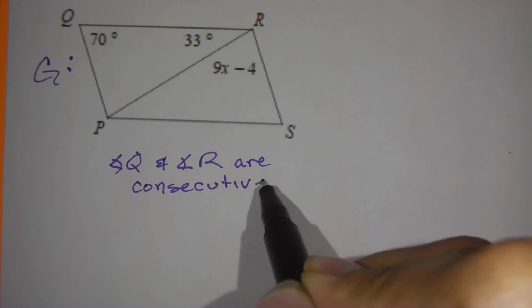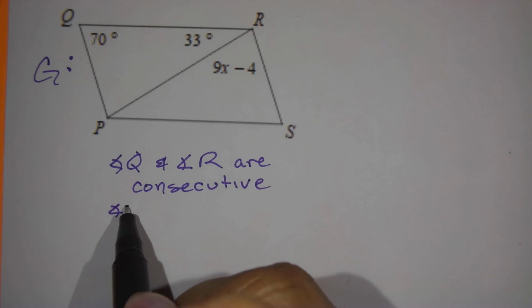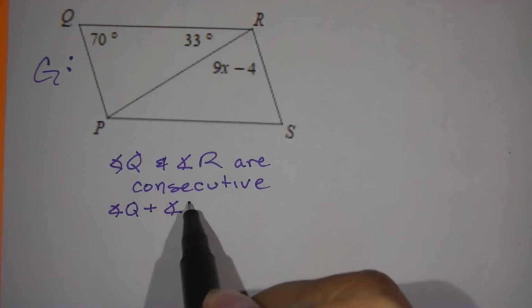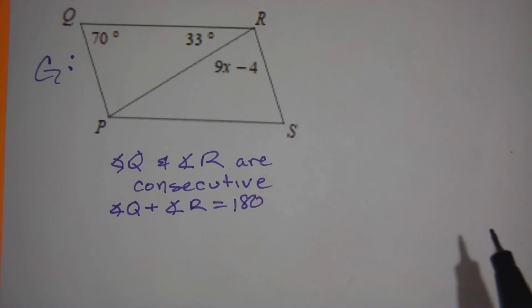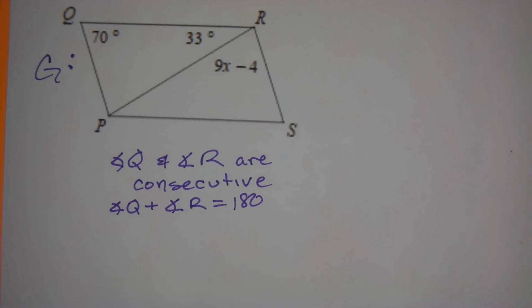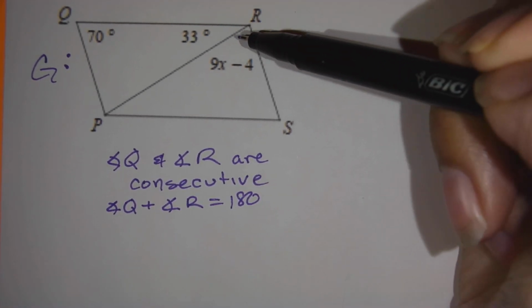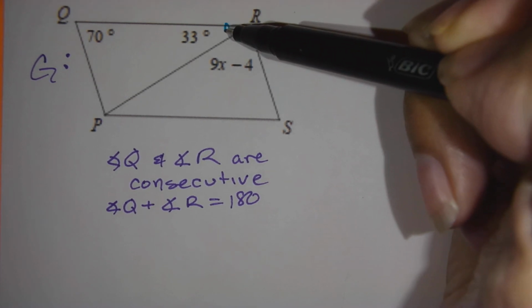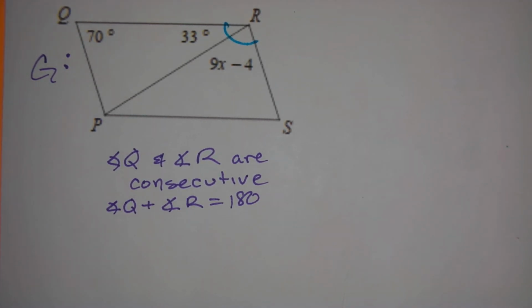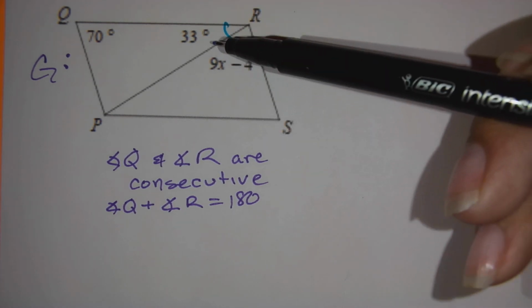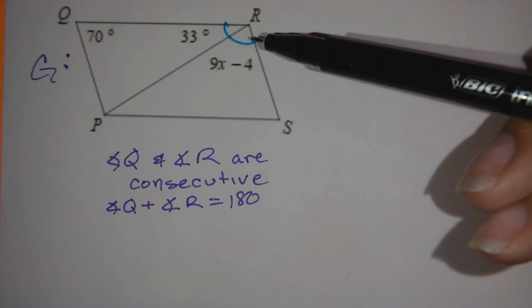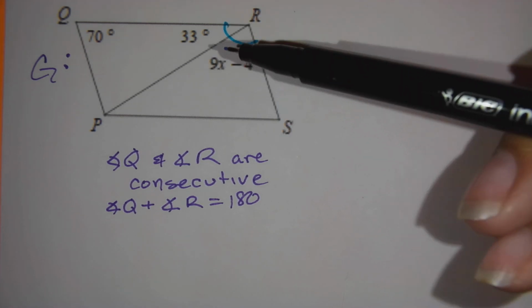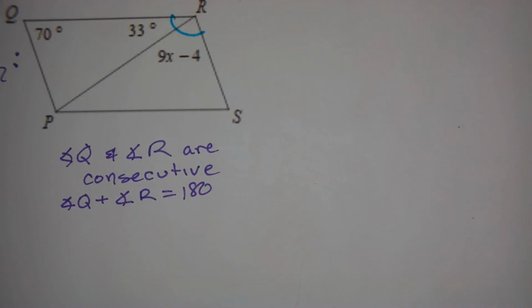And what does that mean? Well, that means that angle Q plus angle R equals 180. Remember, consecutive angles are supplementary. Now, this is where you need to think. You gotta think, guys. Ladies and gentlemen, these two tiny pieces make up this entire angle. I'm going to say that again. These two tiny pieces make this angle right here. So angle R is two pieces.